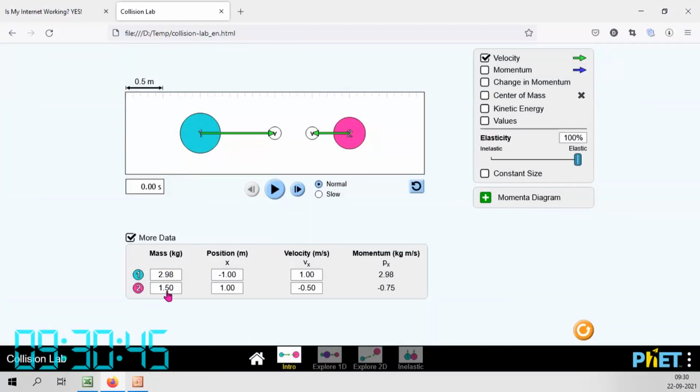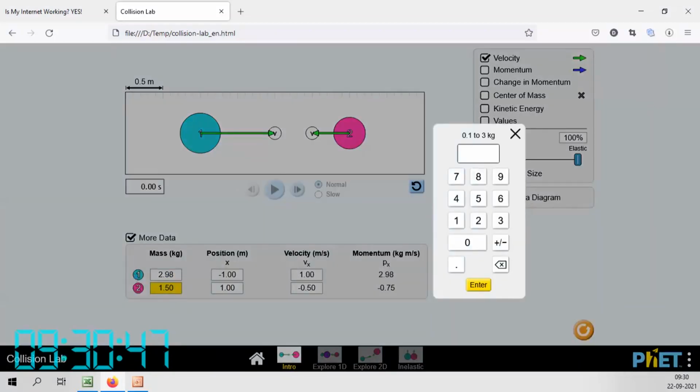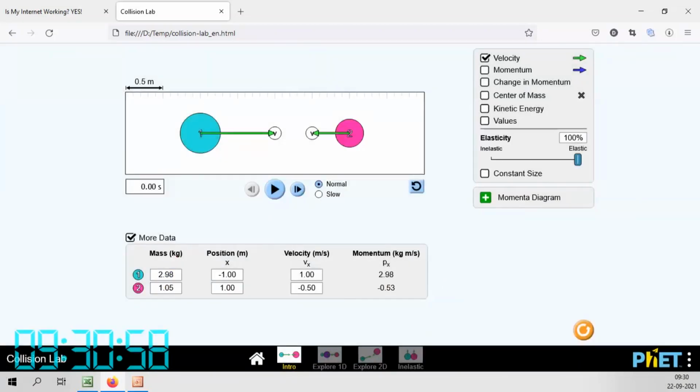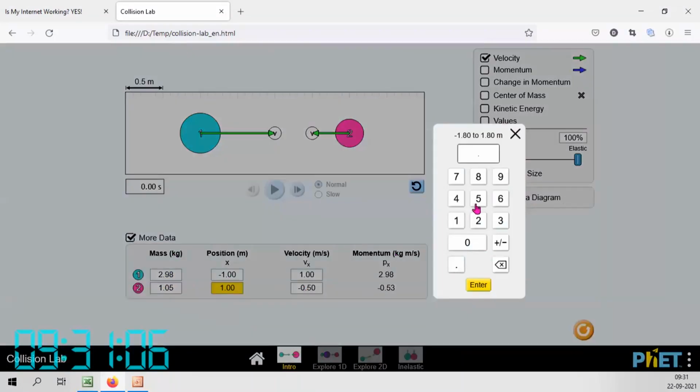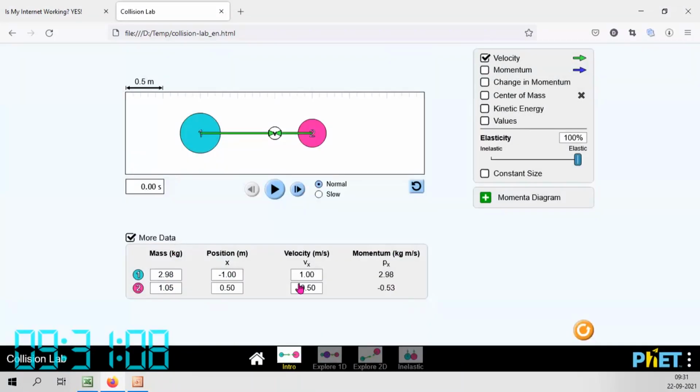Then right ball, 1 kg. Just to show some random variation, I'll put 1.05. Then position of the left is -1, already -1. Then position of the right is plus 0.5. Then initial velocity of the left ball is 1.